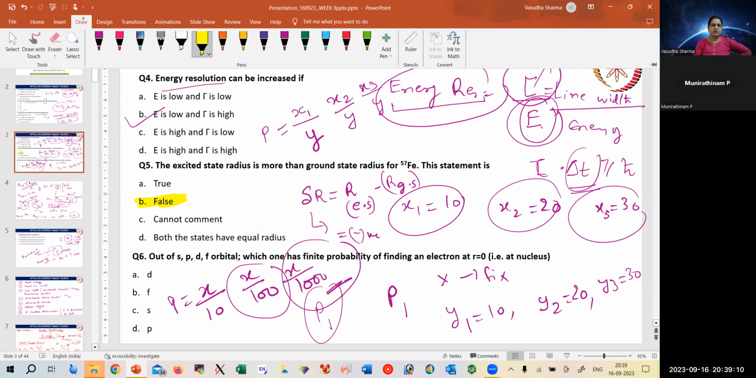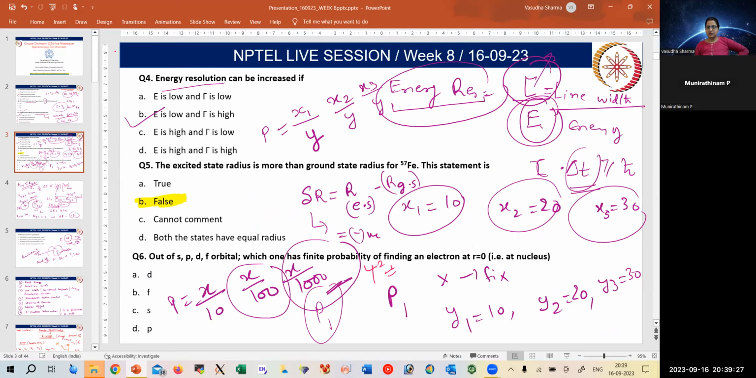Okay. Now, try the sixth question. Out of s, p, d orbitals, which one has finite probability of finding an electron at r equals 0? So finite probability means psi squared has to be non-zero at r equals 0. We saw the RDF graphs. So out of the orbitals, which one is having non-zero probability? S orbital, ma'am. Yeah.